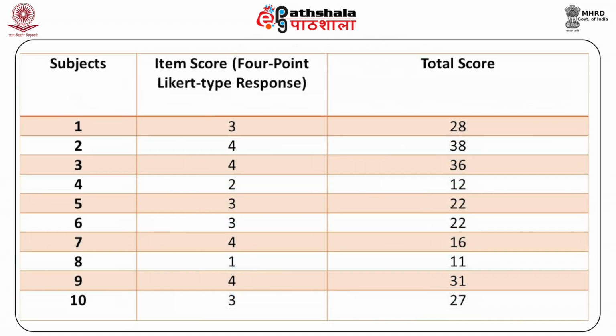For example, let us try to find the item to total correlation for item 7 in the following data set. Item score on a 4-point Likert type response and total score: 3 and 28, 4 and 38, 4 and 36, 2 and 12, 3 and 22, 3 and 22, 4 and 16, 1 and 11, 4 and 31, and 3 and 27.